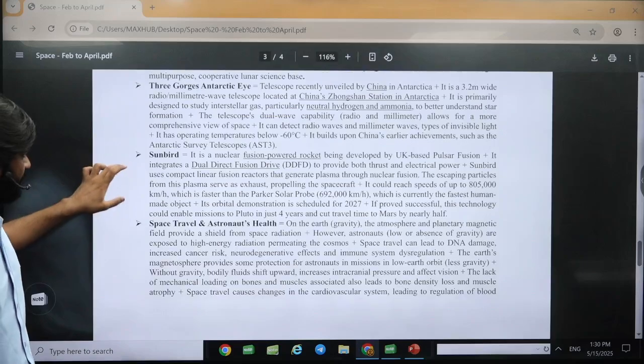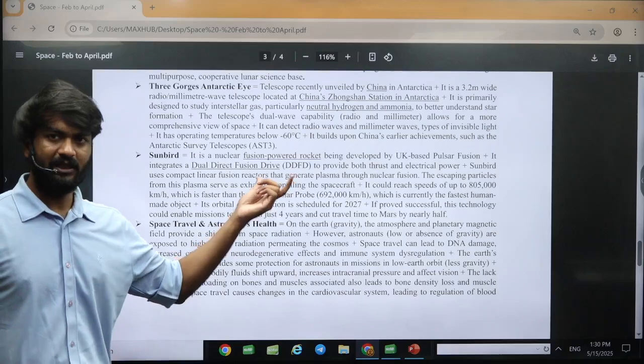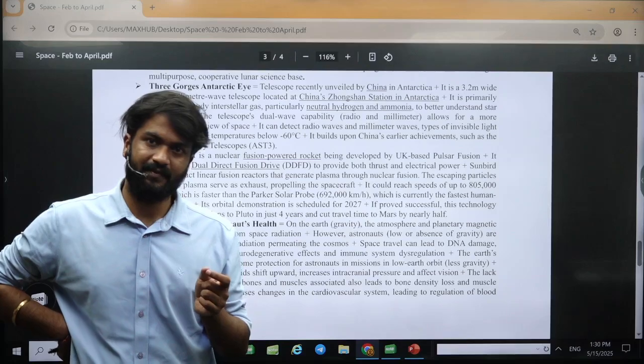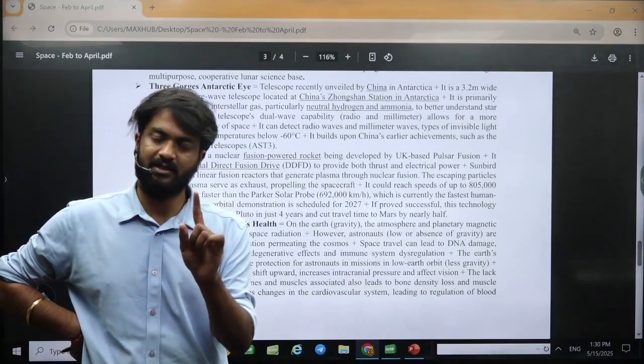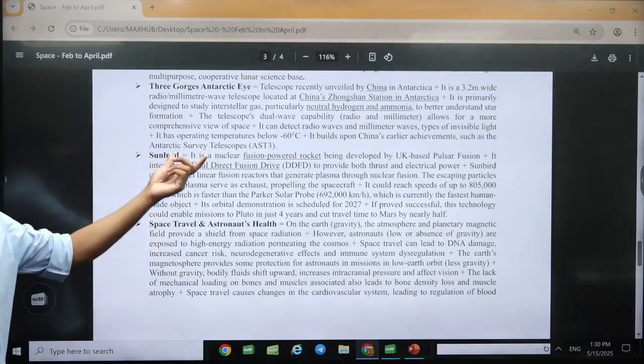The last thing I want you to read is this Sunbird. What is Sunbird? It is a fusion powered rocket. If you remember my science and tech classes, I told you the difference between fusion and fission. Fusion is happening here. Just recall everything, you will be in better condition. Sunbird is nothing but a fusion powered rocket.